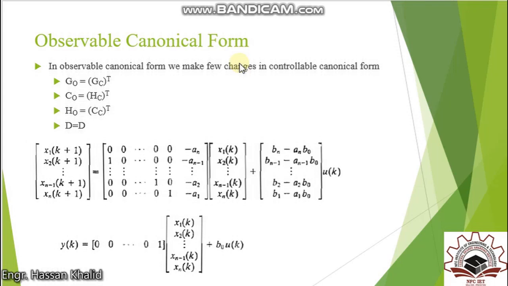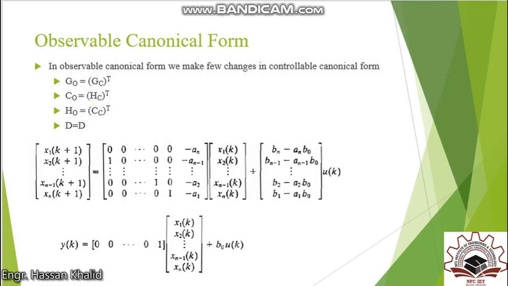Now if you have understood how to write the controllable canonical form, you can easily write the observable canonical form if you keep in mind the following hint. If you want to write the G matrix of this observable canonical form, you have to take the transpose of the G matrix of the controllable canonical form.